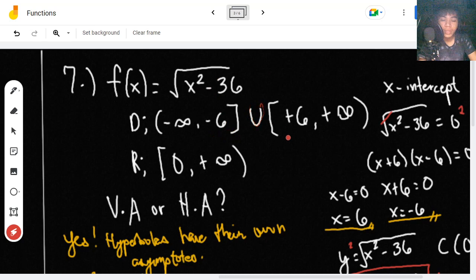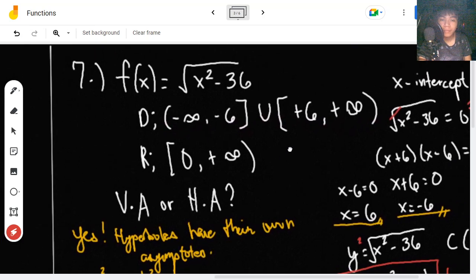Union, positive 6. It is the same. 6 squared is 36, 36 minus 36, you'll get 0. Okay? And if we set this to a lower number, my apologies, let's say 5 squared is 25 minus 36, that's negative 11. You can't take the square root of that. So that is why the domain is this.